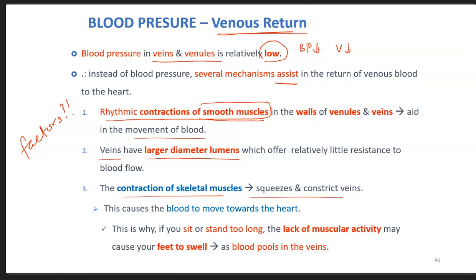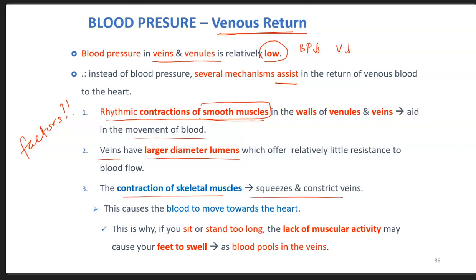So that is why we cannot just sit static, right? You will feel very tired. So you need to increase your blood circulation. This will cause more contraction of the skeletal muscle and helps the blood to return back to the heart.